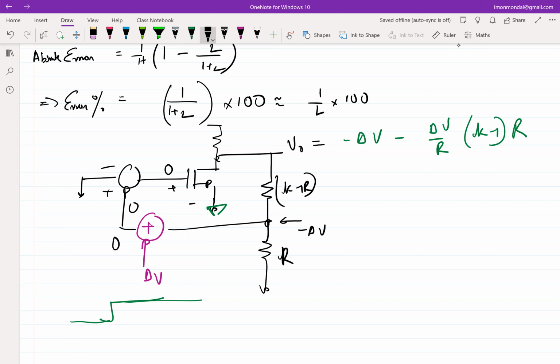This is 0. So this is a summer, and the signal flow direction is this way, right? So if the input is delta V, output is 0. So, there are two inputs. One input is delta V, the output is 0. So the other input has to be minus delta V, right?